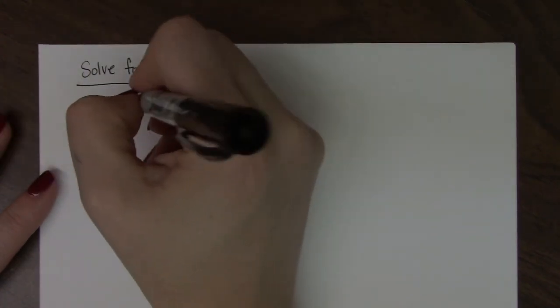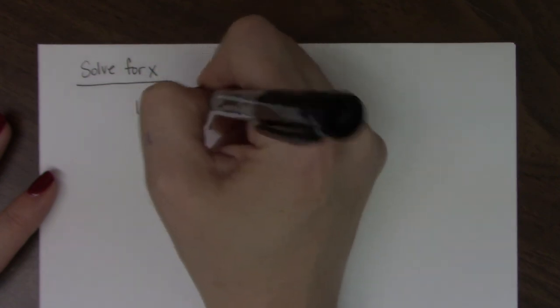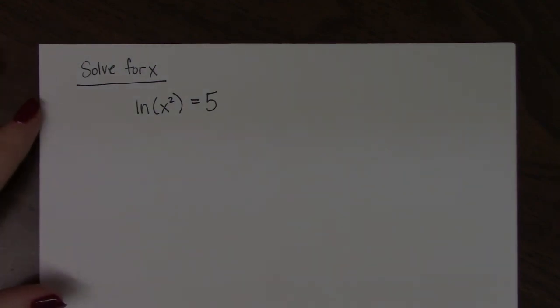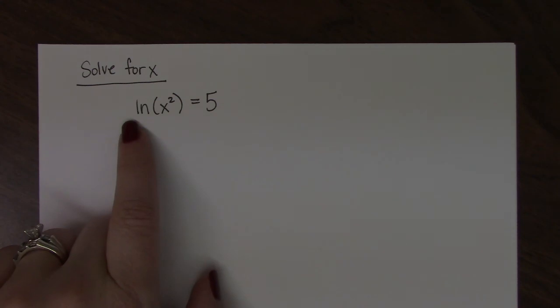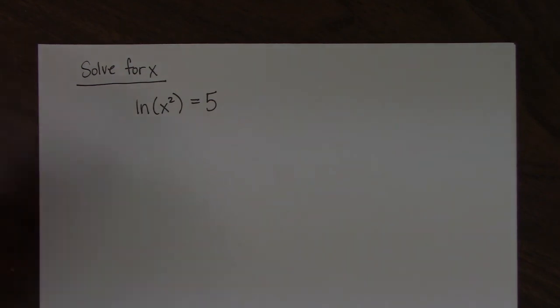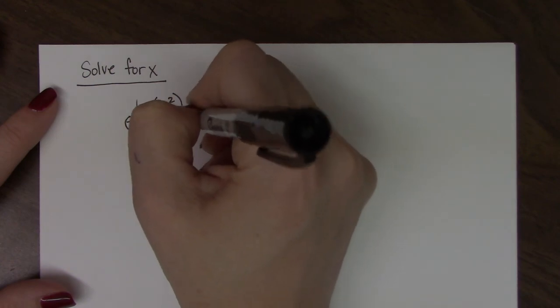All right, so let's look at another one. Let's find all the solutions of natural log of x squared equals 5. If we look at this, the only way I can get the x out of the natural log is to plug it into its inverse. And the inverse of a natural log is e to the x. So we would plug it in by raising it over e.